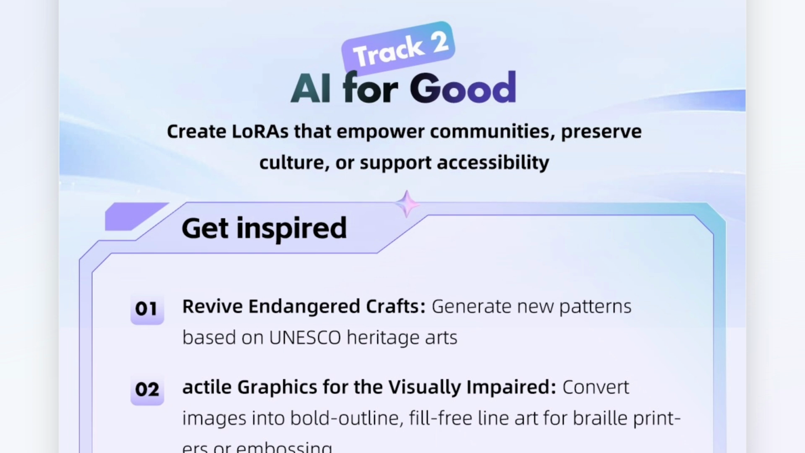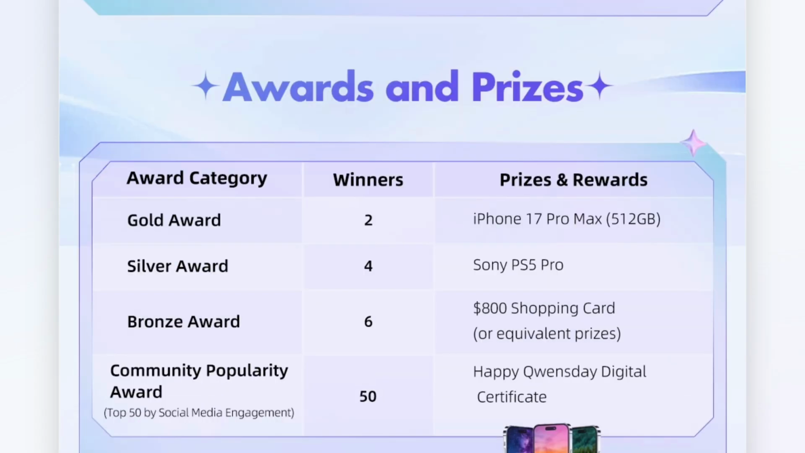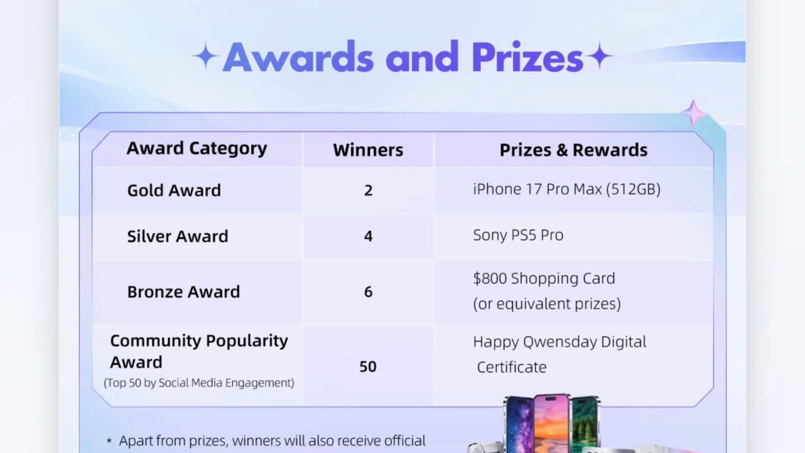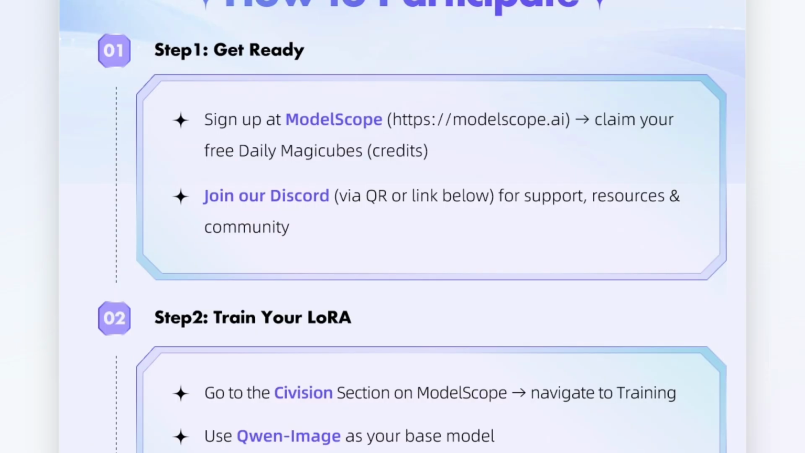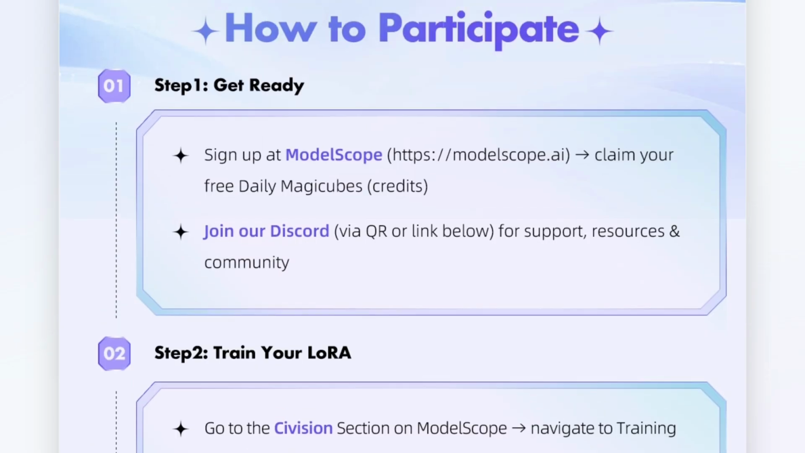And essentially, all you have to do is train a LoRA for one of these 2 themes, and you can either upload 6 examples from your LoRA, or you can upload a short demo video showing how you trained your LoRA. There's a couple of cool prizes up for grabs, including an iPhone 17 Pro Max and a Sony PS5, a couple of gift cards. So definitely check it out because who doesn't love winning prizes? All of the rules are outlined on their page at modelscope.ai.